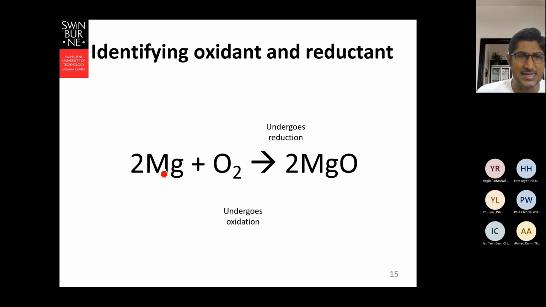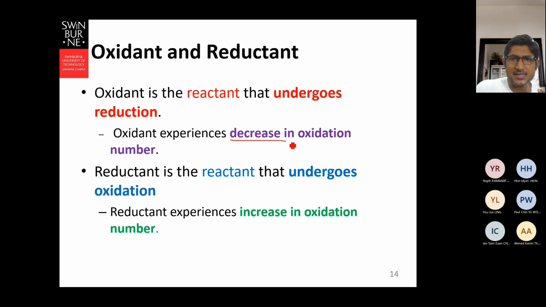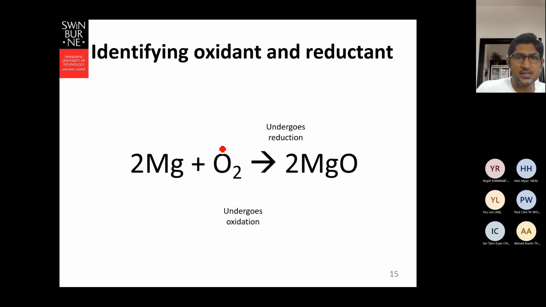For this case, we know that an oxidation reduction reaction is going on here. Magnesium and oxygen are reacting here. Magnesium is being oxidized, right? It is losing the electrons. The oxidation is going on. But what is the oxidant here? Who is causing the oxidation? We know the oxidant will experience a decrease in oxidation number. Who is experiencing a decrease in oxidation number?